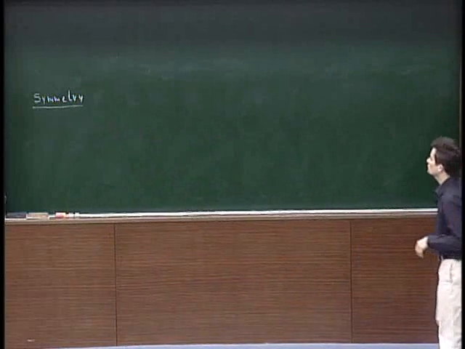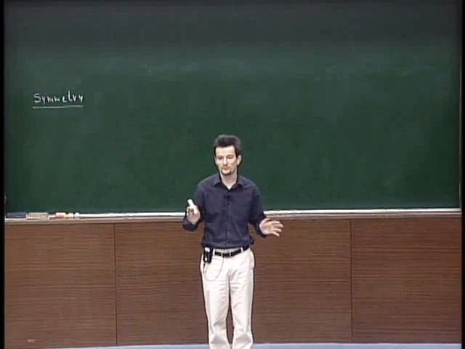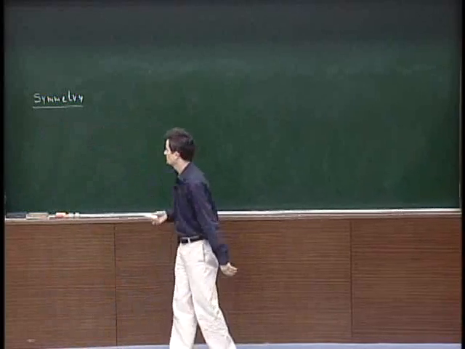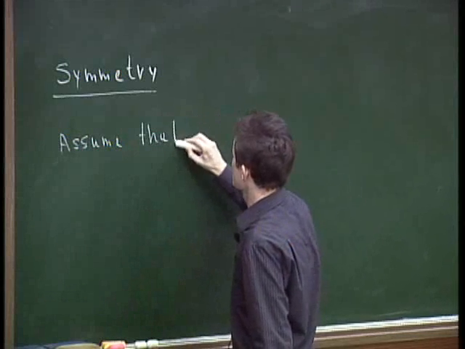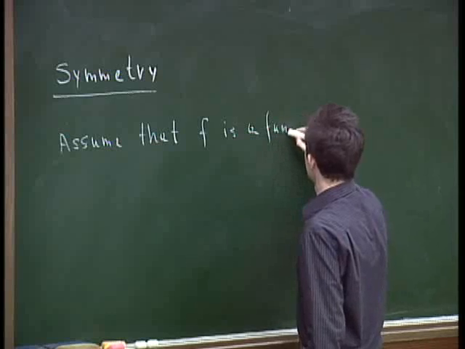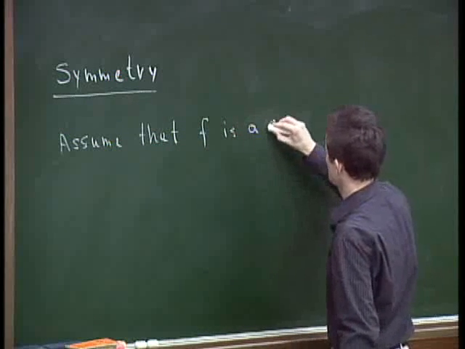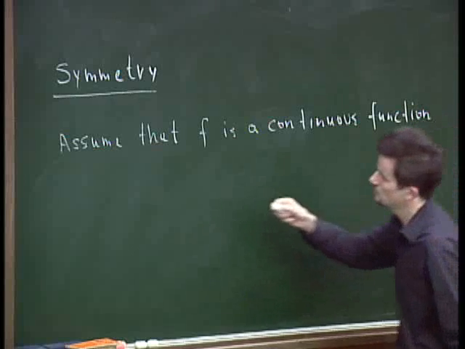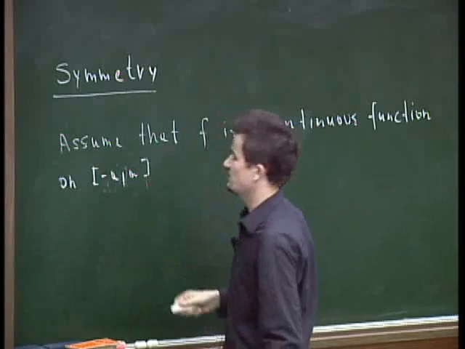Just to make it precise, whenever you encounter a symmetric function, normally the situation is a little bit easier, in particular if the integral is over a symmetric interval, symmetric about the origin. Now you have here two cases of symmetry, even and odd. So assume that f is a continuous function on the special interval, which is from minus a to a.